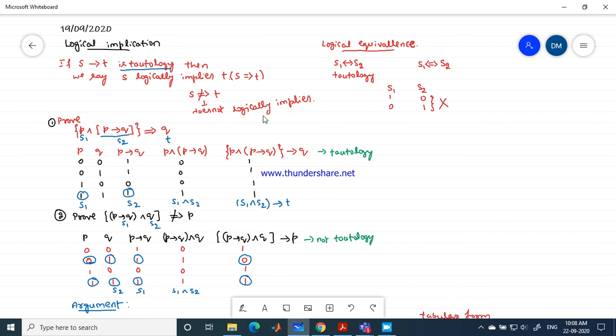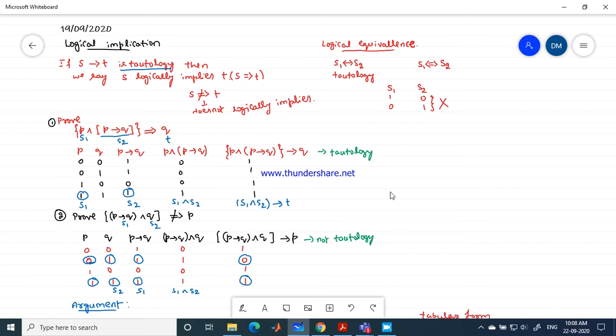Okay. But when we are talking about the implication, we know that this possibility is always possible, like S is true with T is false. But whenever I write S logically implies T, we are saying that we do not have even a single situation in my implication where S is true with T is false. That is the claim we are making when we replace implication by logical implication.